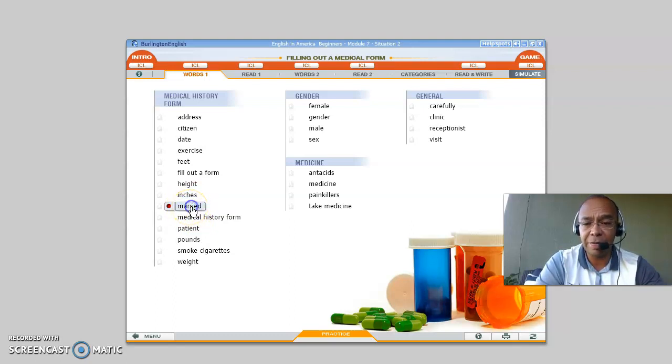Married. Some forms ask you if you are single or you are married. Married is when you are married to someone, you have a spouse, okay, a husband or a wife. Matrimony.